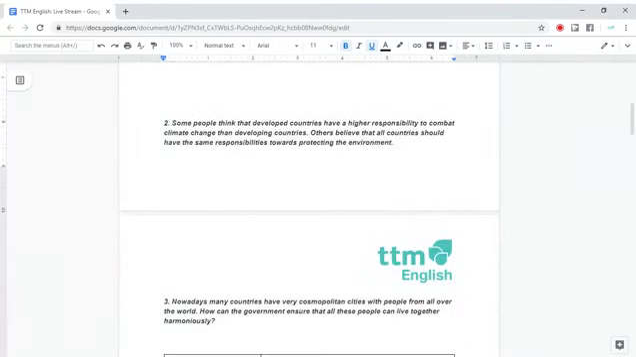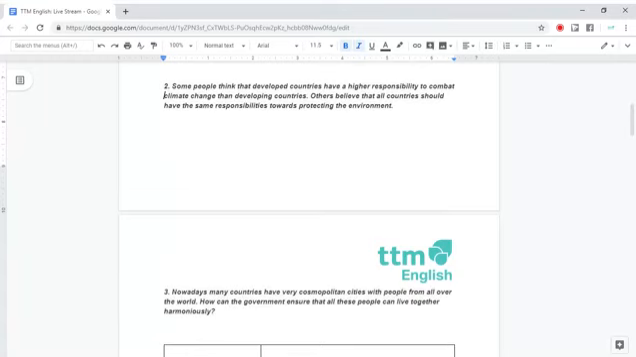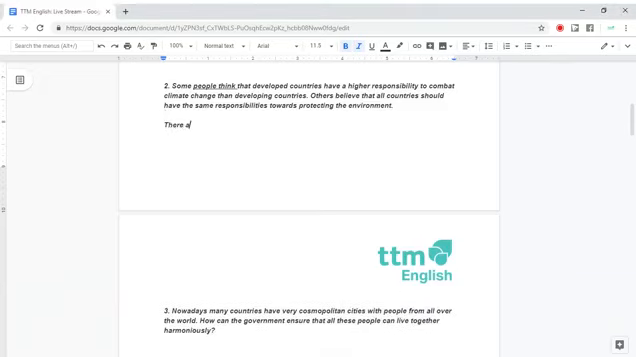Here we've got another question. Some people think that developed countries have a higher responsibility to combat climate change than developing countries. Okay? Again, we know that the subject is here, and we know that the verb is here. So how do we begin our paraphrase? Anyone who's watching, how would you begin the paraphrase now? Well, obviously, the answer is going to be, that's right, there is, I'm just giving you a bit of thinking time, there is, or there are, in this case there are, right? There are people who think that.